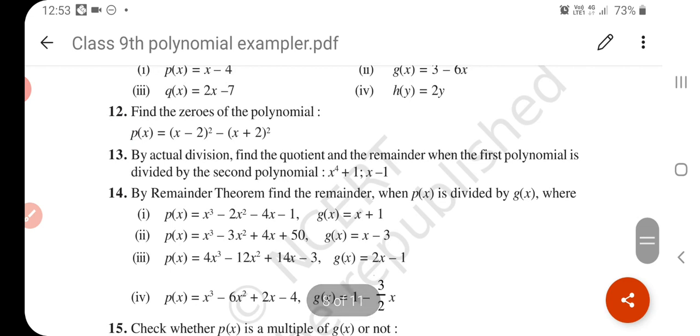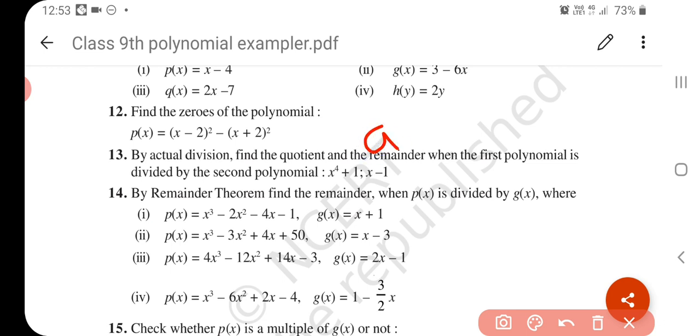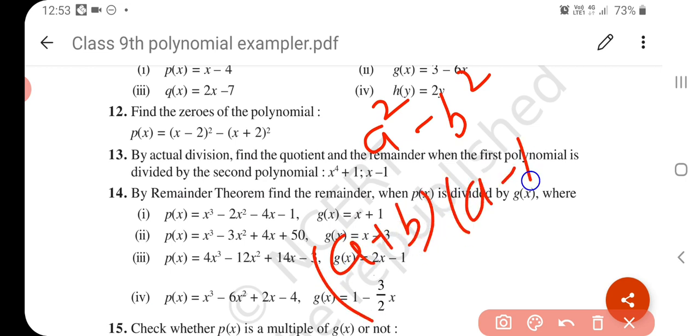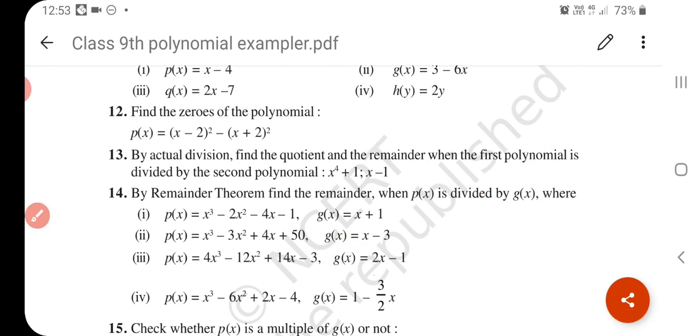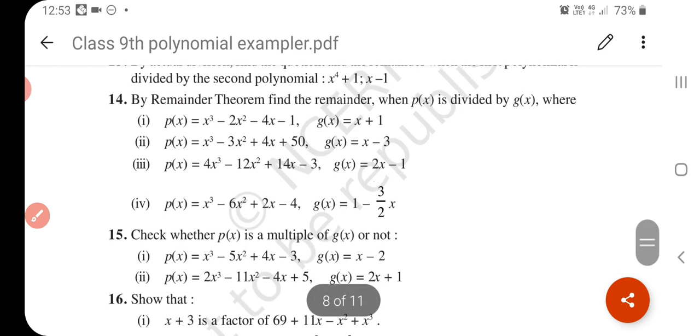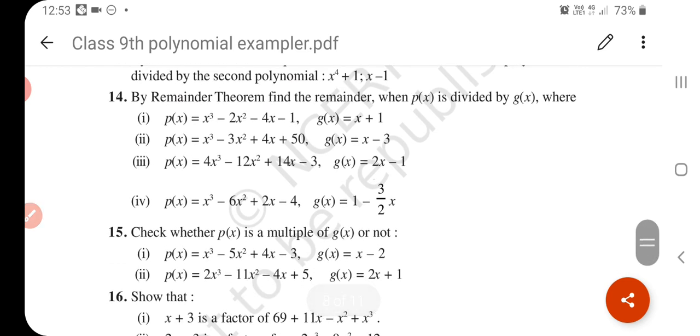Find the zeros of the polynomial x minus 2 whole square minus x plus 2 whole square. See, अगर यहाँ पर हमें इस टाइप से कुछ दिख रहा है तो हम इसे ले लेंगे x minus 2 को हम लेंगे a और x plus 2 को ले लेंगे b, means a square minus b square बन गया, तो ये हमारा हो जाएगा a plus b और a minus b. Okay, so you have to find the value of this polynomial. Okay, understand? And you have to find this type.